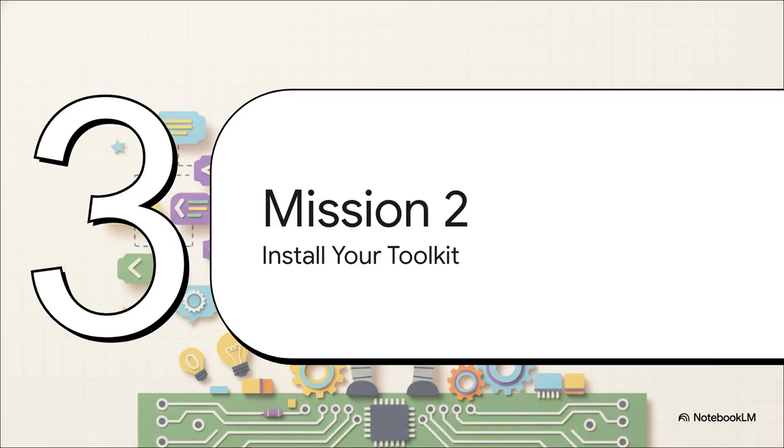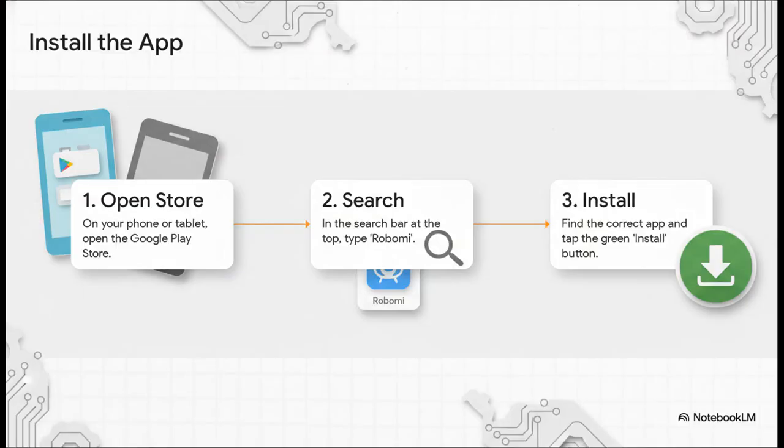Let's get our tools. We're going to install the mobile app, and this is your powerful toolkit. It's what you're going to use to bring all those incredible ideas in your head to life. And believe it or not, this one's even quicker. So, first thing, grab your phone or tablet, open up the Google Play Store. Next, up in the search bar, you're just going to type in Robome. That's R-O-B-O-M-I. And third, once you spot the right app, just tap that big green install button.